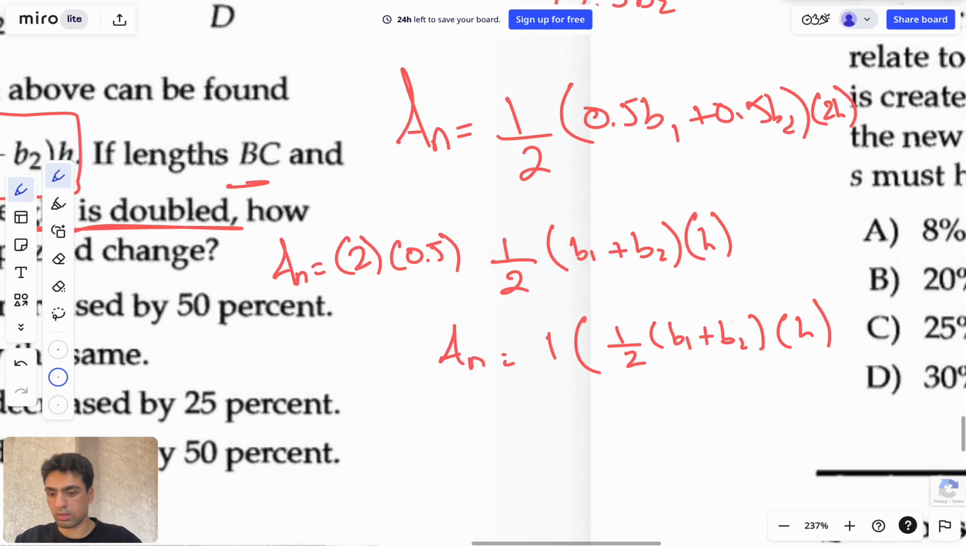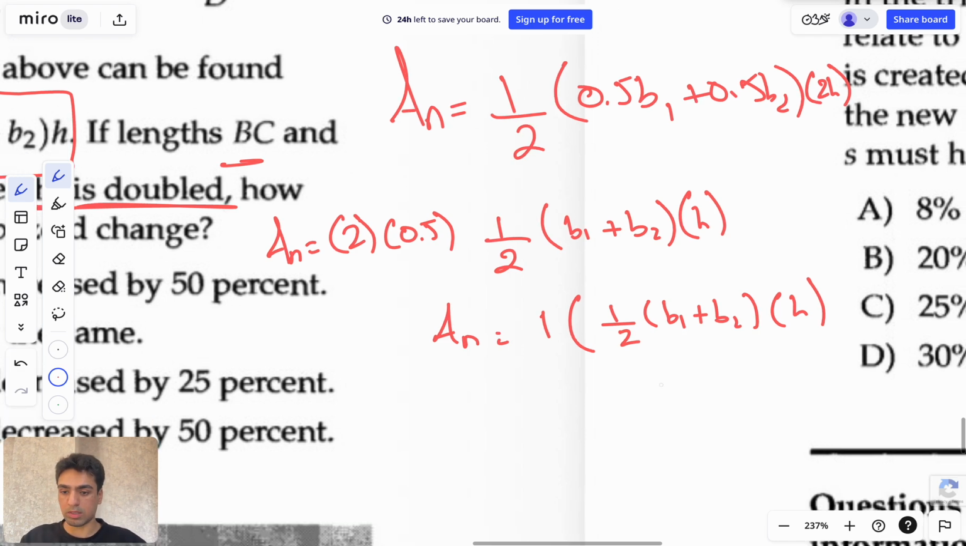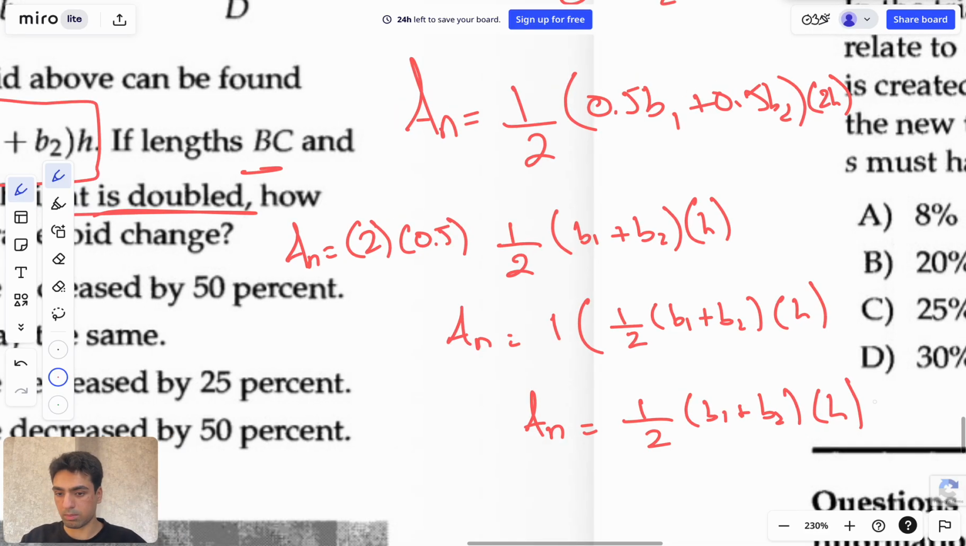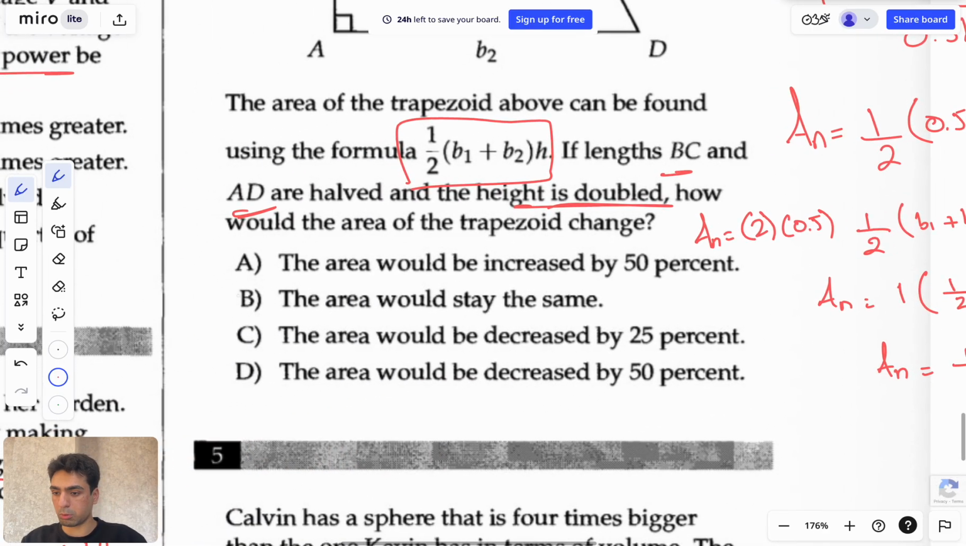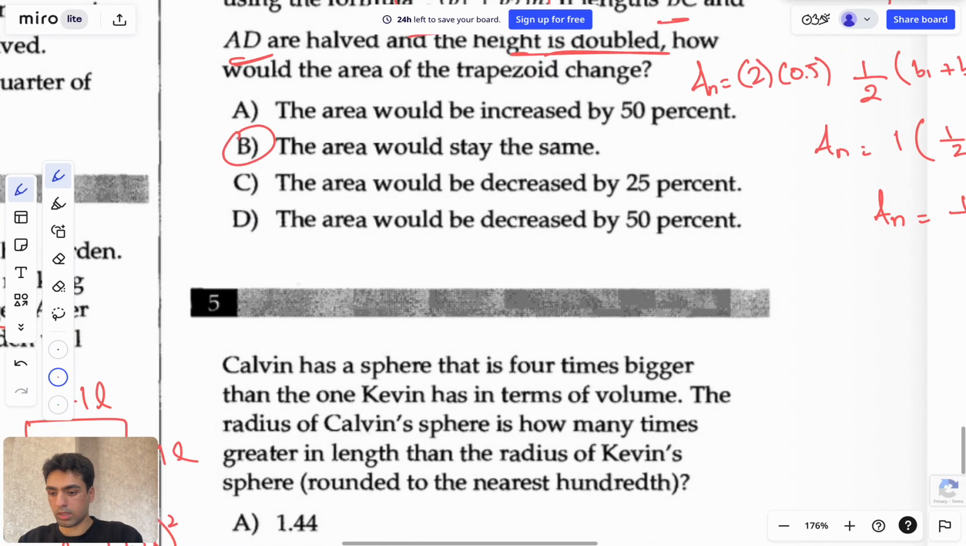Now as you can see, nothing actually changed, because 1 times the same thing is going to be the same thing. So it's going to be the same thing actually, right? B1 plus B2 and H, which means nothing actually changed. It is the same. So B would be correct. The area would remain the same.